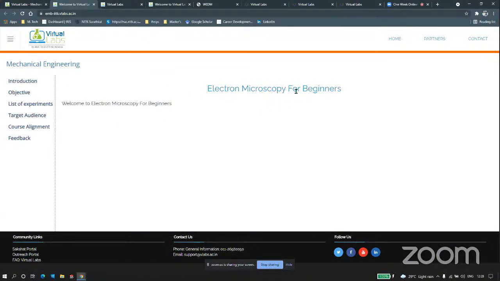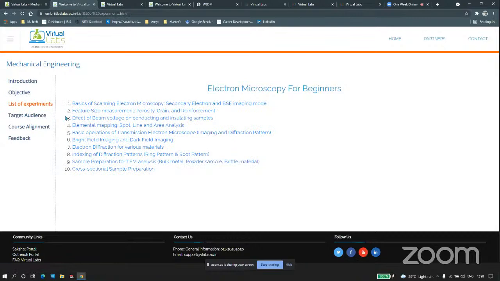I hope you have heard about electron microscopy. This lab will give a brief introduction to that. So there's an introduction again. The user interface is slightly different from the earlier labs that were explained. Here the contents are vertical instead of being horizontal, but the content will remain the same. I'll directly go to the list of experiments. There are around 10 experiments. I will go to one of them, basics of scanning electron microscope.